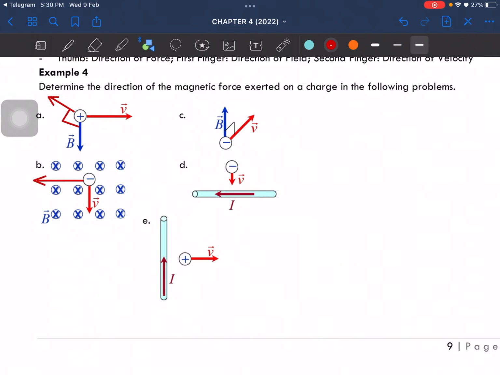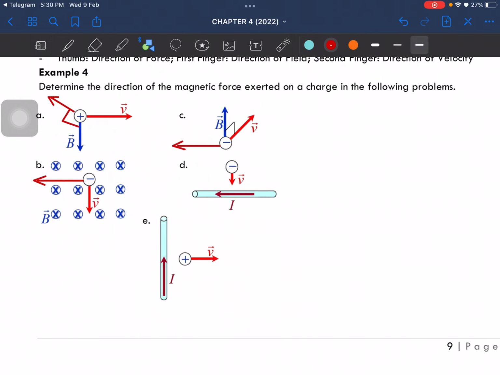Okay, question C, it is again a negative charge, so our velocity is going into the page, and our magnetic field is pointing upwards, so the direction of the force will be pointing to the left.